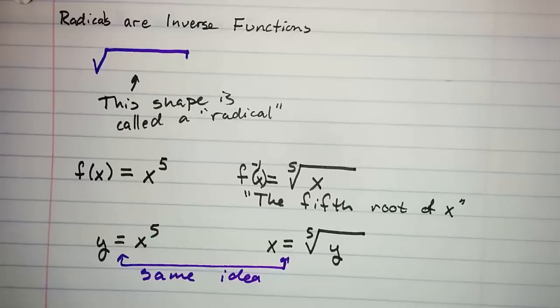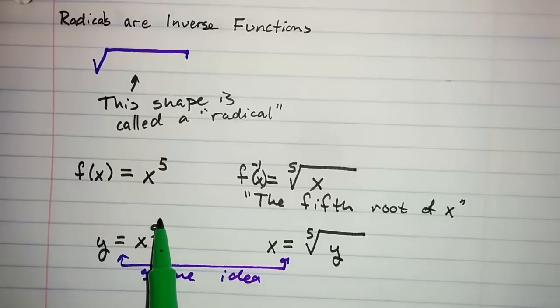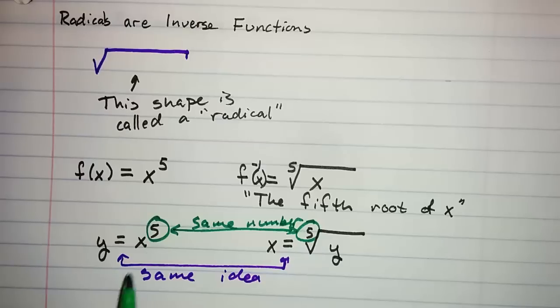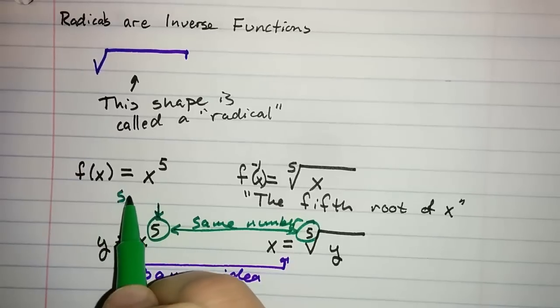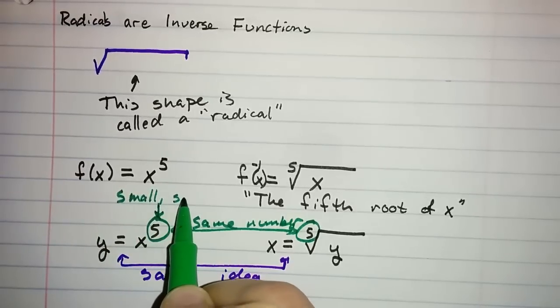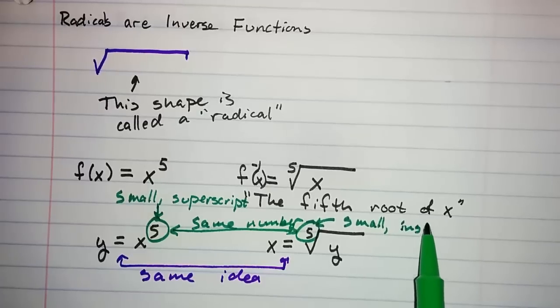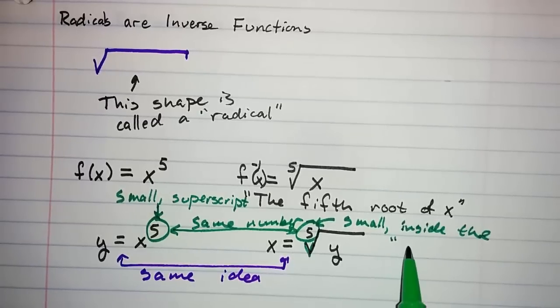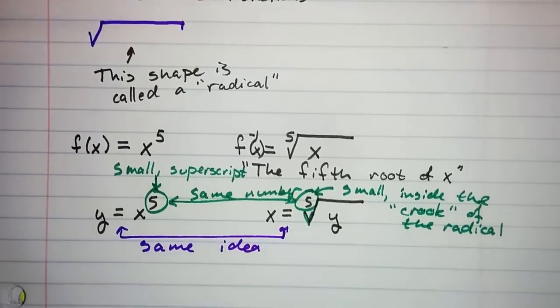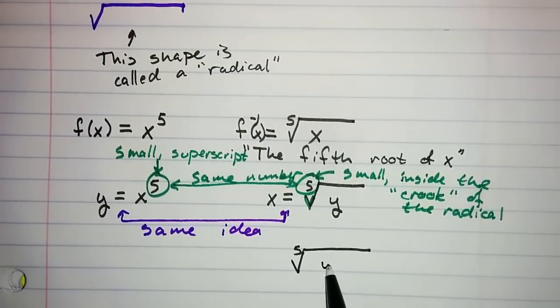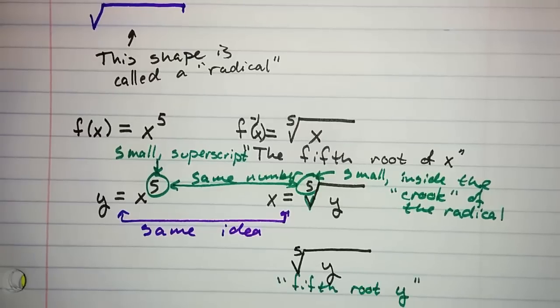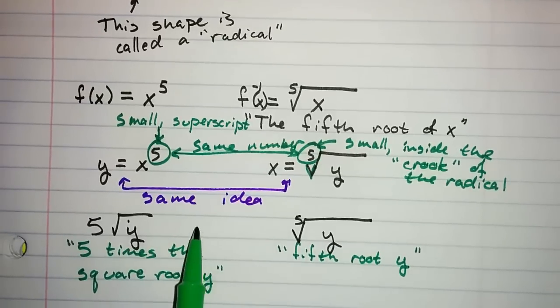Now, notice the way that we're writing the number 5. They're the same number. This one is an exponent, so we write this one small and in a superscript. This number is also written small, and it's written inside the little v, the crook of the radical. In particular, this says the fifth root of y, whereas this says 5 times the square root of y.